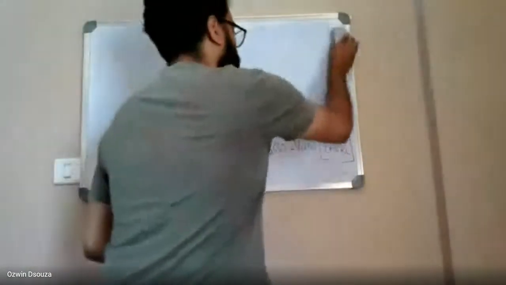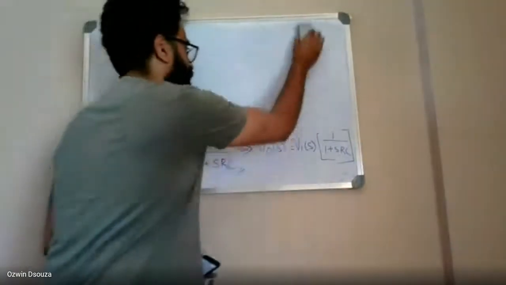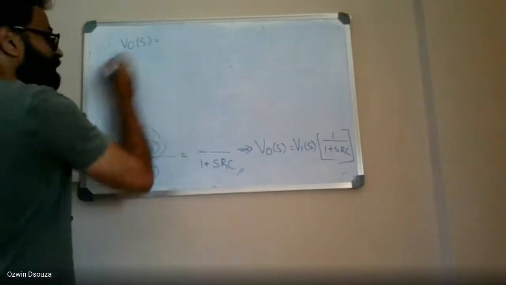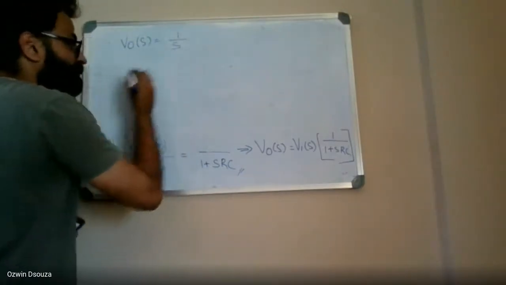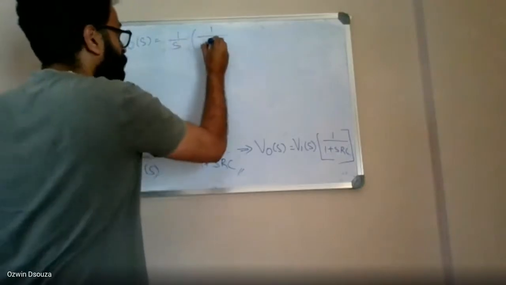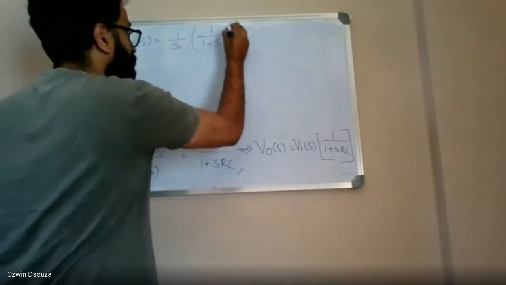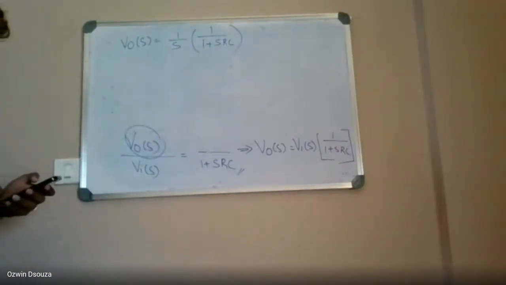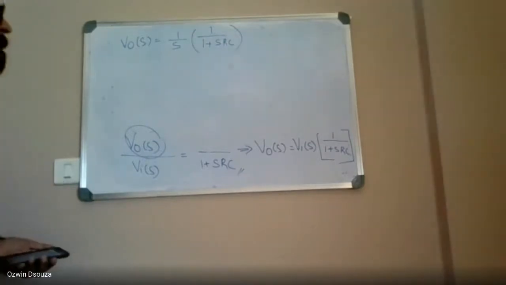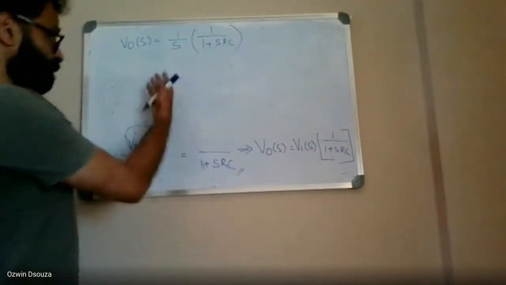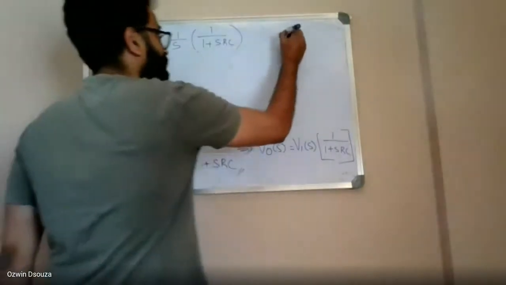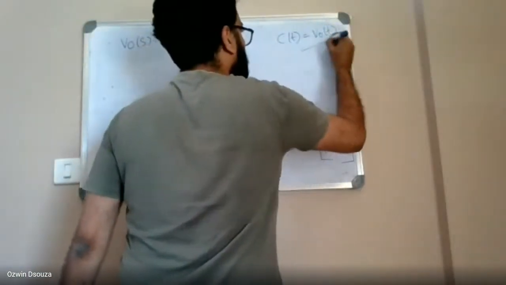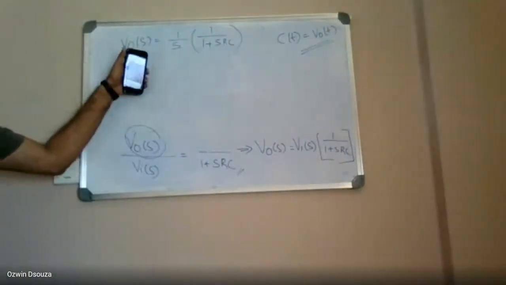Now, the input description is given. Right, the input description is a step input. So V naught of S, I can write it as 1 by S into 1 divided by 1 plus S into RC. Okay, so how do you find C of T? C of T is nothing but, for our case, V naught of T. That means you need to determine the output with respect to time.